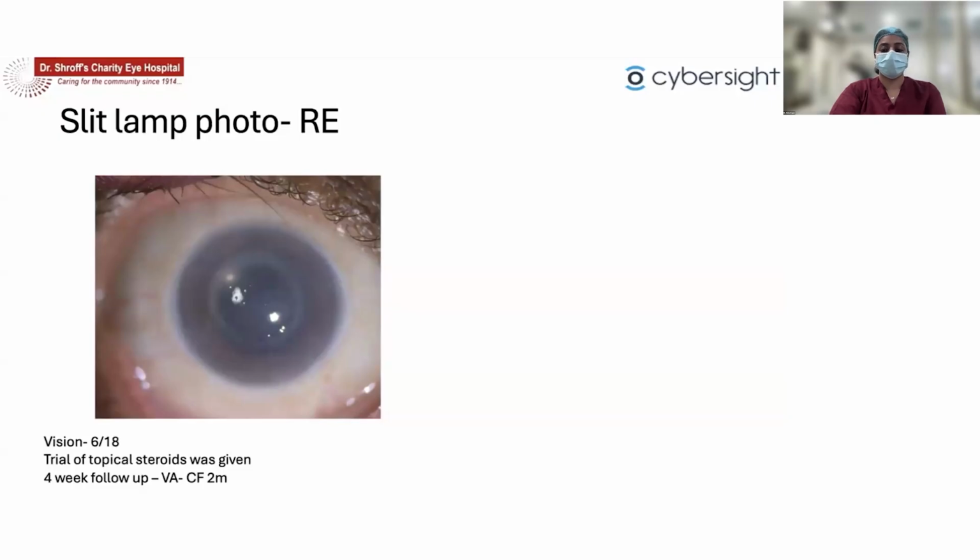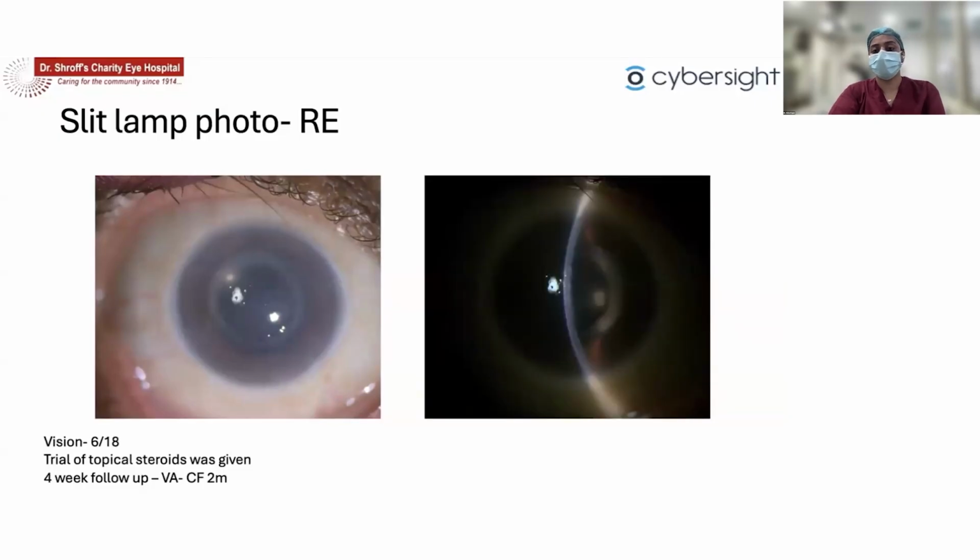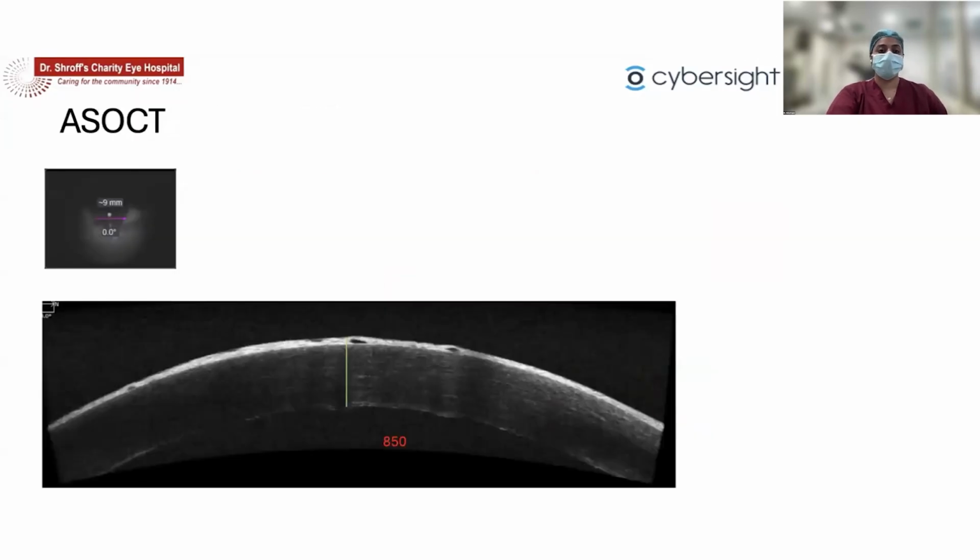This is the slit lamp photo. It shows no stromal scarring and no DM detachment. The vision at this visit was 6/80, and a trial of topical steroids was given. On a 4-week follow-up, the visual acuity dropped down to counting fingers at 2 meters. This is the ASOCT of the same patient. We can see the epithelial bullae. There is no stromal scarring, and the thickness of the cornea is 850 microns.